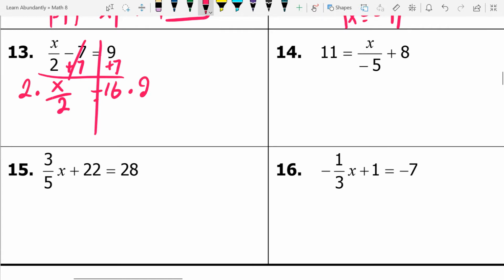A lot of people want to go ahead and do something like 2 times 2. But remember, we're multiplying by 2, so it cancels out. And we get x equals 32.